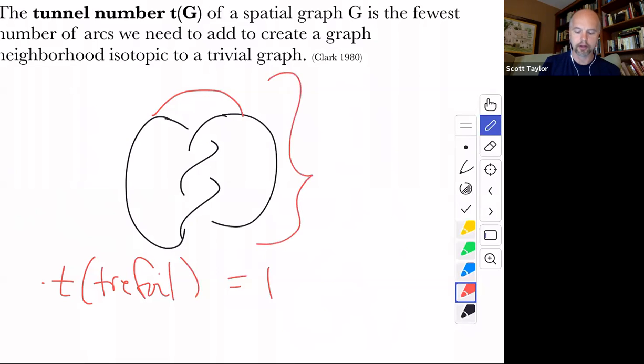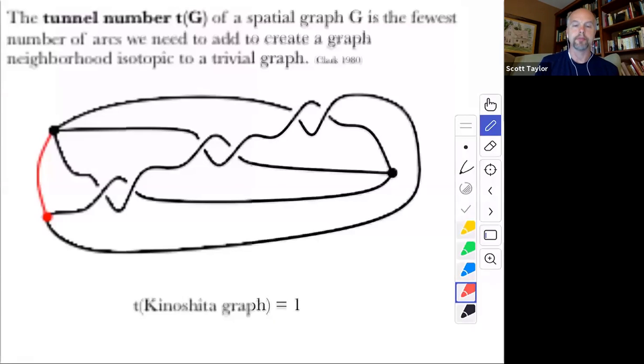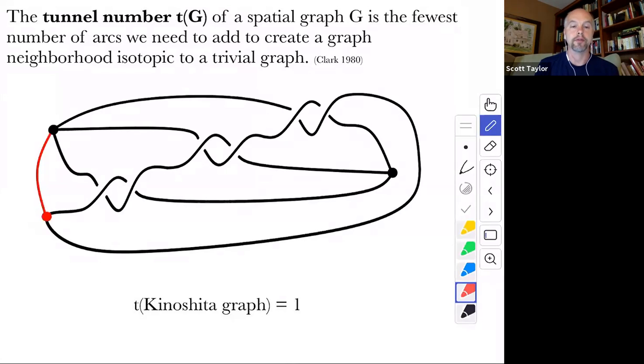The tunnel number of this whole thing itself actually has tunnel number 0, right? Because it itself is neighborhood isotopic to a trivial theta graph. Okay, so tunnel number has been pretty thoroughly studied for knots, less so for graphs.